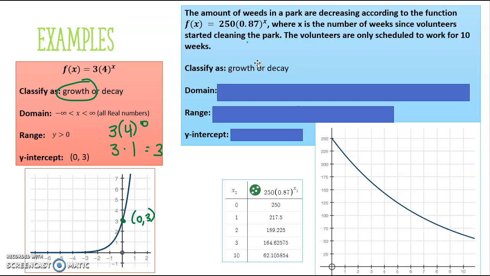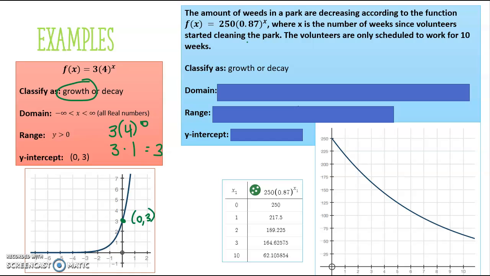Take a look at another example. We have the amount of weeds in a park that are decreasing according to this function f of x equals 250 times 0.87 to the power of x, where x is the number of weeks since volunteers started cleaning the park. The volunteers are only scheduled to work for 10 weeks. Let's figure out if this is growth or decay and find our key features.